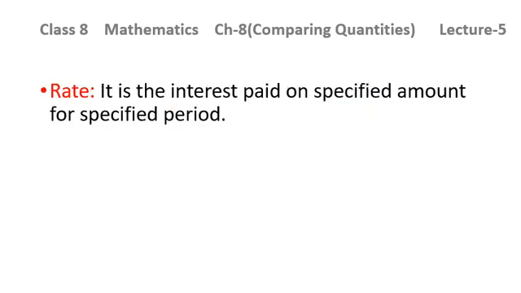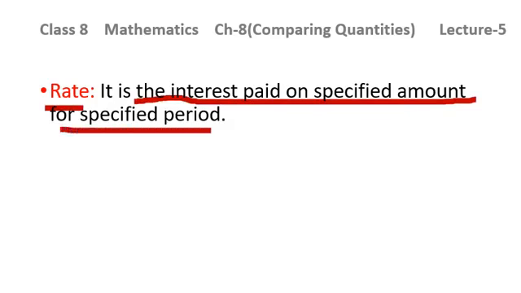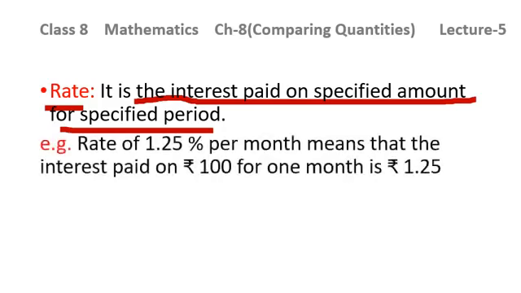So coming to rate. What is this rate? Rate is the interest paid on a specified amount for a specified period. It is basically the interest paid on a specified amount which is being borrowed, for a specified duration, that is for the time period for which it is being borrowed. For example, a rate of 1.25% per month means that the interest paid on rupees 100 for 1 month is rupees 1.25.